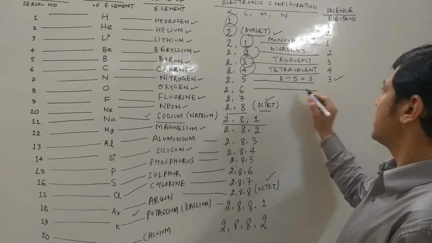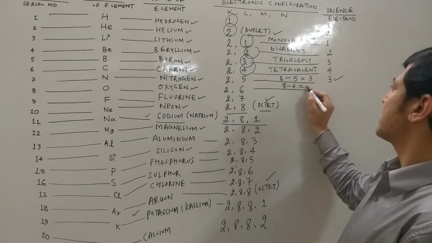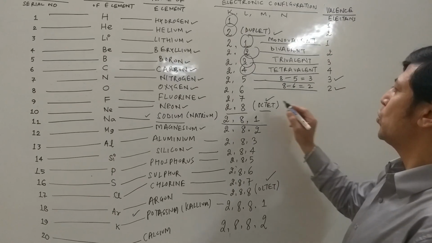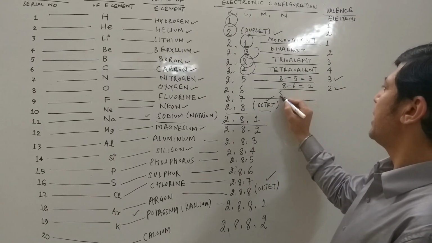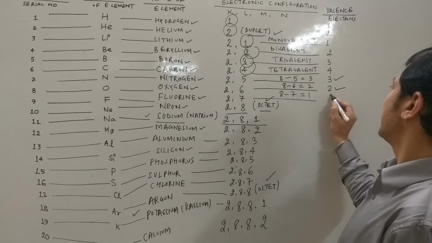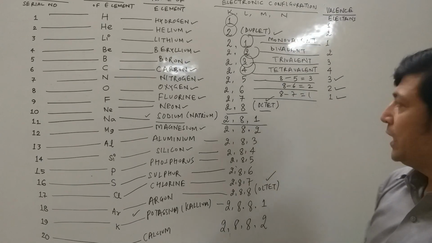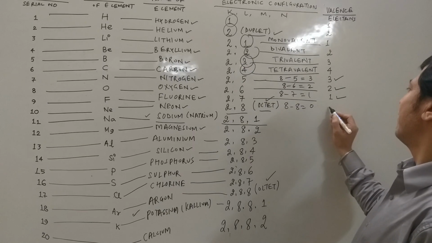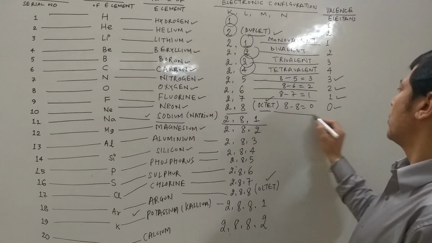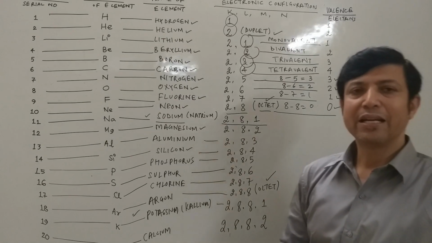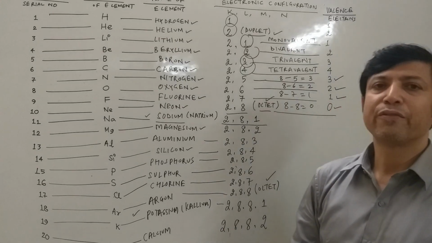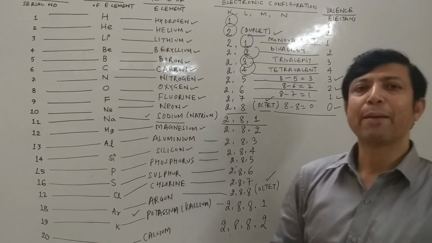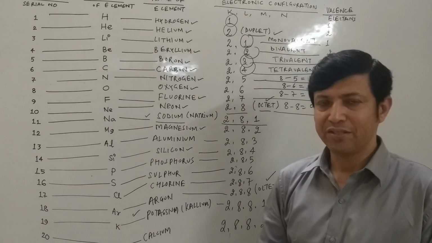Similarly for oxygen, it will be 8 minus 6, that is 2. So the valency is 2. For fluorine, 8 minus 7, the valency is 1. And for neon, 8 minus 8. So the valency is 0. It is a noble gas, right? It has a valency of 0. It does not take part in chemical reactions, right?